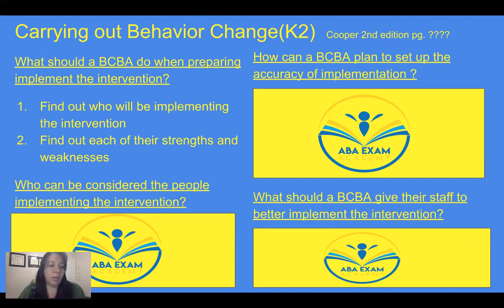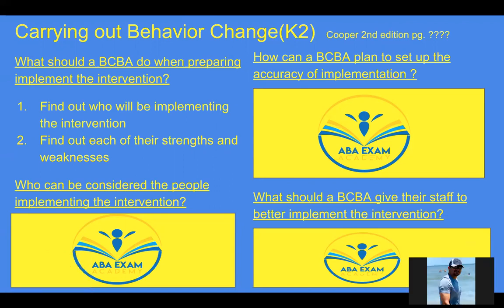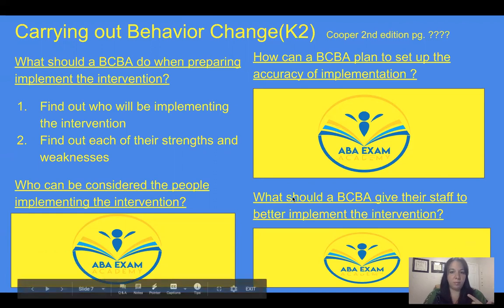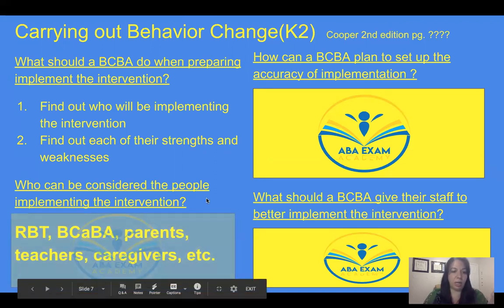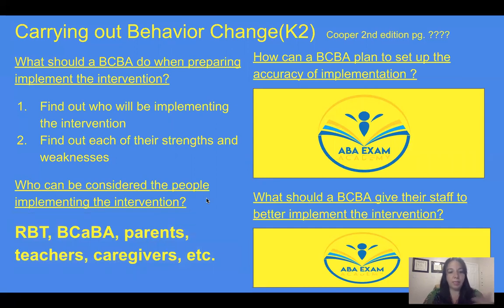So who here can tell me who would be considered the people implementing the intervention? Anyone? The RBTs, BCABAs, BCBAs. Okay, BCABA, RBT, who else? Teachers, parents, family members, guardians. So I heard parents, caregivers, and the list goes on. So there's a lot. Like you guys said, RBTs, BCABAs, parents, teachers, caregivers, stakeholders, whoever it is. It's just anybody that's part of that relationship that benefits from the information from the treatment plan.